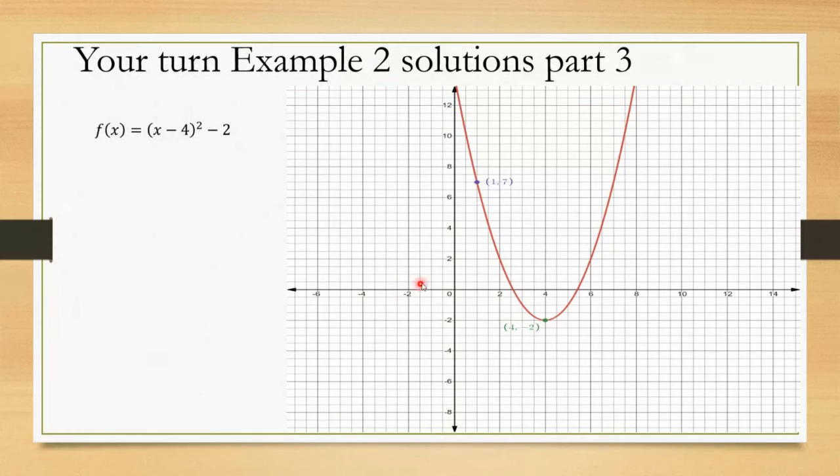Okay. And again, as a check, I just sketched the graph. You can see that the vertex is (4, negative 2). It does pass through the point (1, 7), which is what we expected.